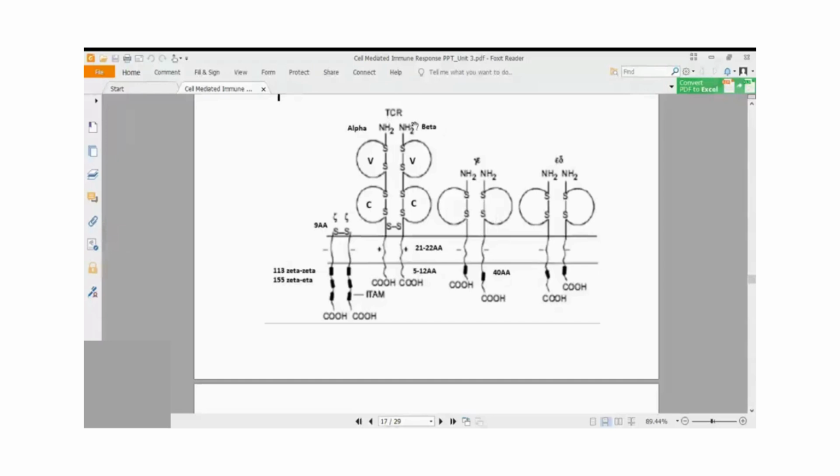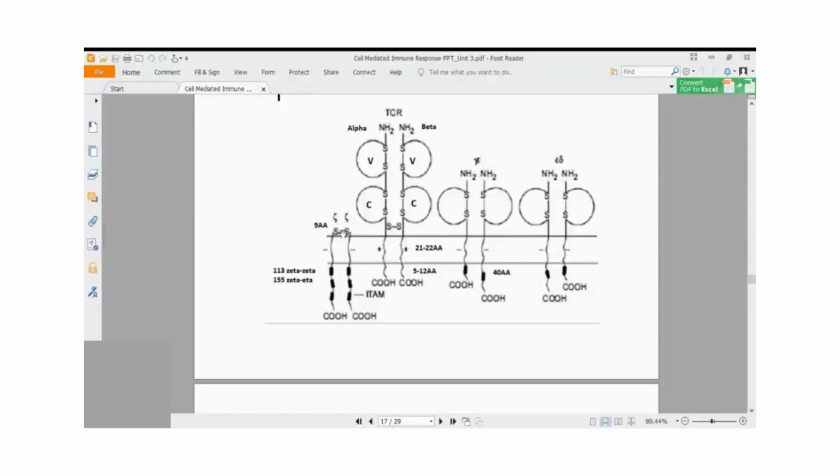If you block the NH2 domain of the TCR, the T cell activation does not take place because it will fail to establish the contact with class 1 and class 2 MHC. If you block the NH2 domains of the gamma epsilon or epsilon delta, the signal transduction will be incomplete. The T cell activation will not be proper.